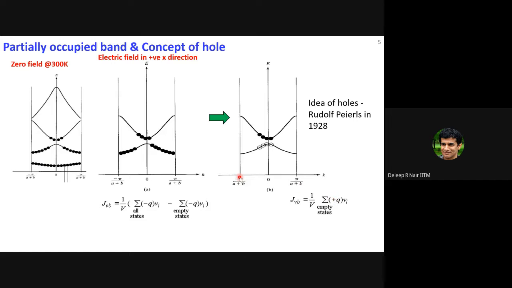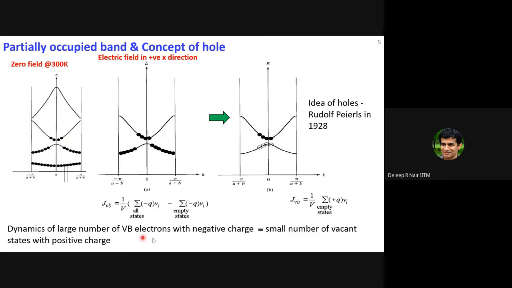So when we apply an electric field or a magnetic field, one can either write dynamical equations and get the results by tracking a large number of valence band electrons with negative charge, or get identical results by tracking a small number of vacant states with positive charge. This is the concept of holes, which was introduced by Rudolf Peierls in 1928.